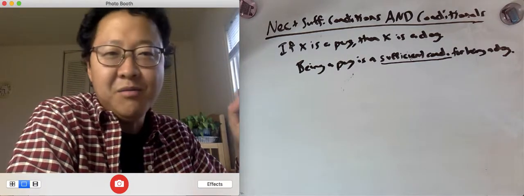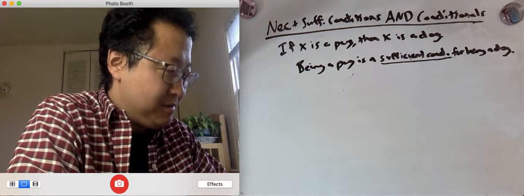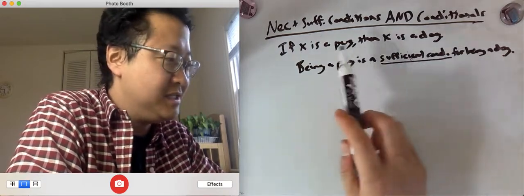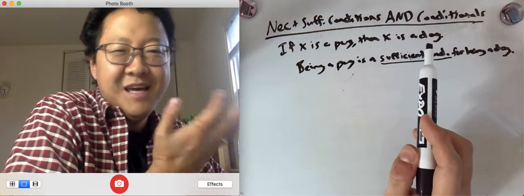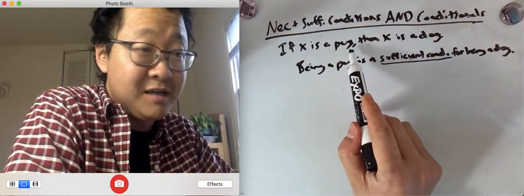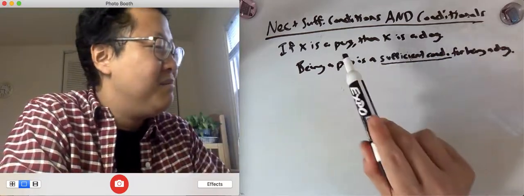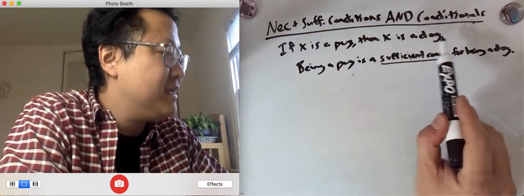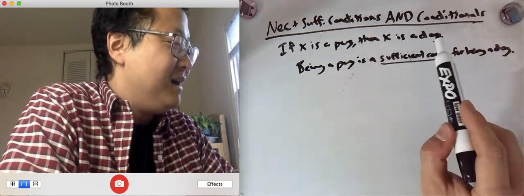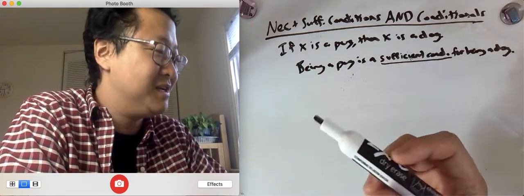Now, how would we say this as a necessary condition? Well, do we want to say that being a pug is a necessary condition for being a dog? Is that what this is saying? It's not saying that, right? But they're saying that if you are a pug, then you better be a dog. Okay, now what's that saying? It's saying a requirement for being a pug is being a dog. In other words, being a dog is a necessary condition for being a pug. It's the other way around.